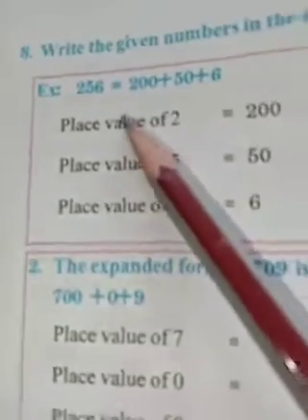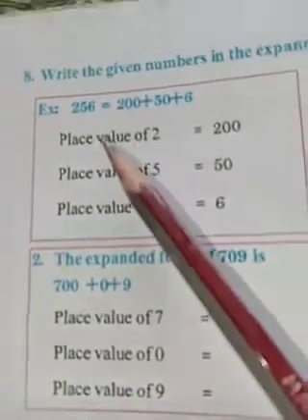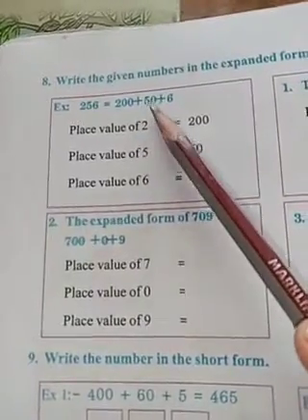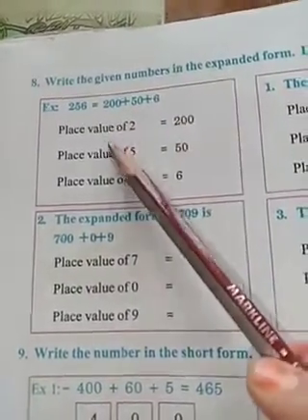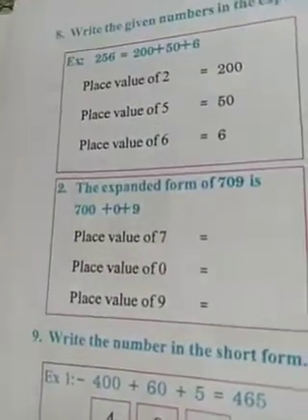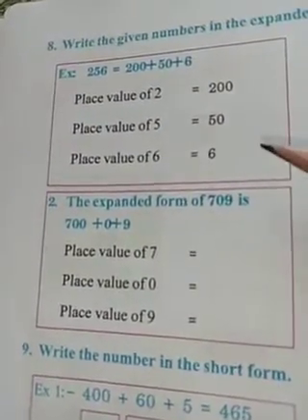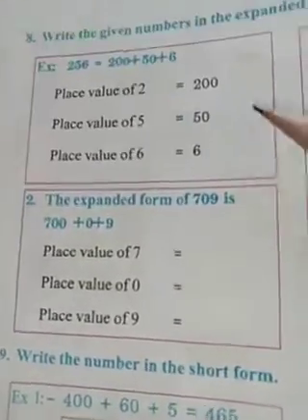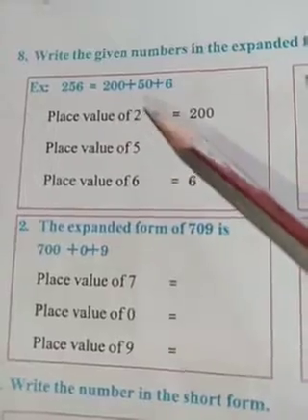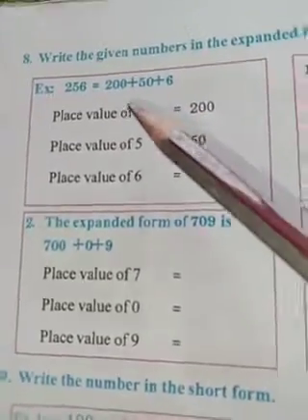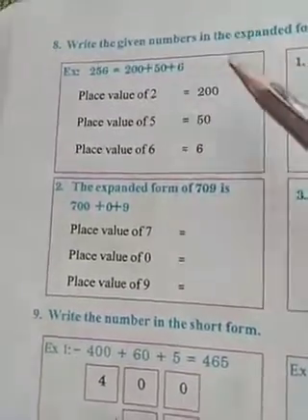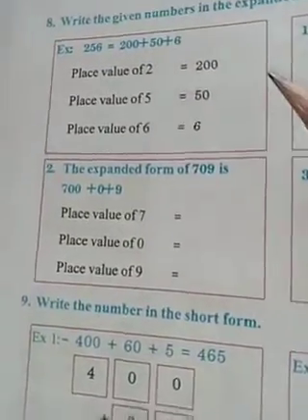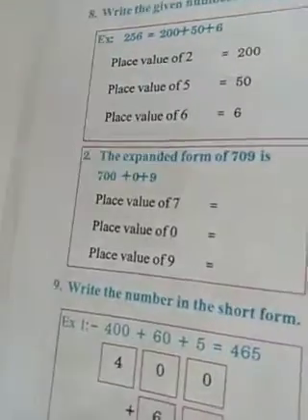256 means 200 plus 50 plus 6. Place value of 2, 200. Place value of 5, 50. Place value of 6, 6 only. So here 256 equals 200 plus 50 plus 6. Do you understand, children? This is the expanded form. See here.